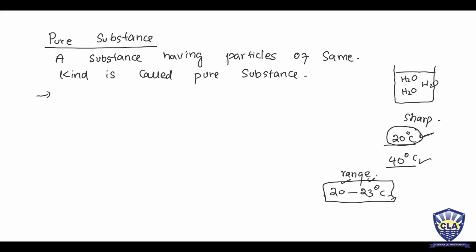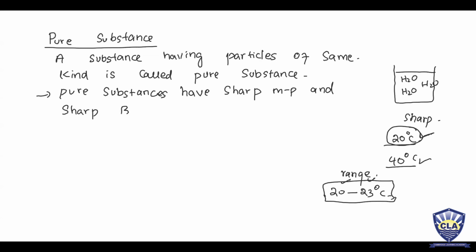So keep in mind, my dear students, that pure substances have a sharp melting point and a sharp boiling point. Sharp melting point and sharp boiling point mean it consists of only one number. I've just written one number up here, and here I'm going to write one number only for the melting point, suppose 40 degrees Celsius, like that.